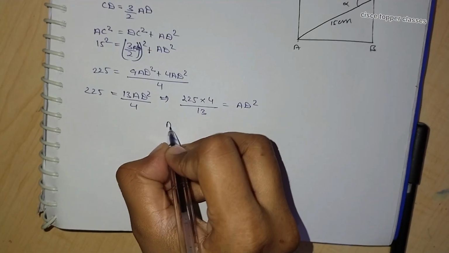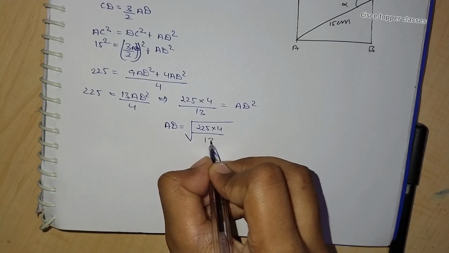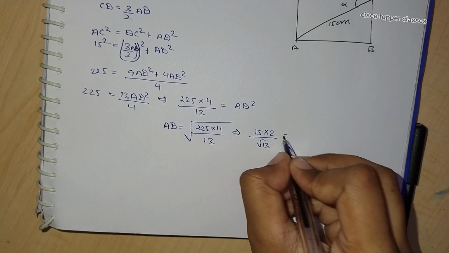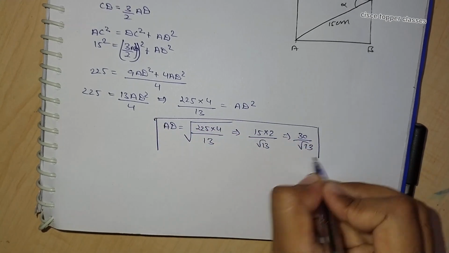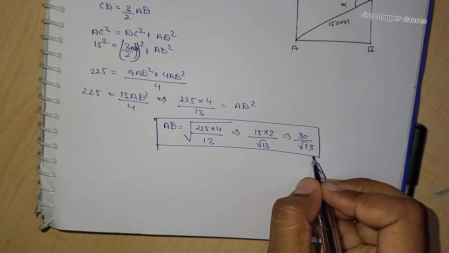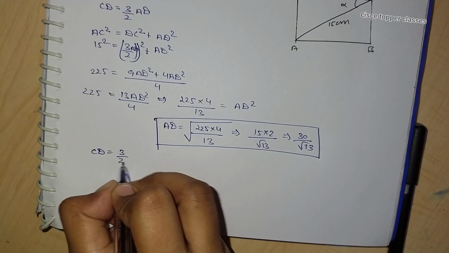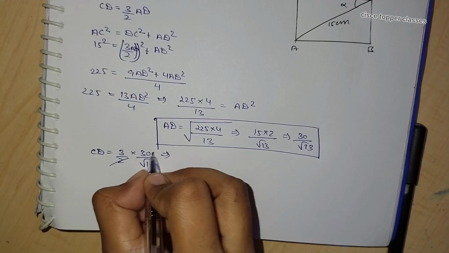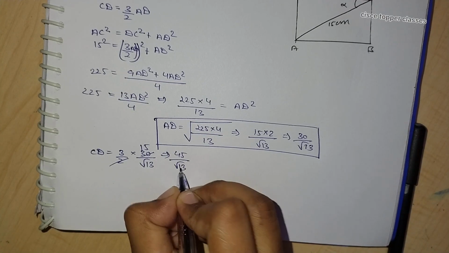On taking the square root of this, AD will be the square root of 225 into 4 divided by 13. So this will be 15 into 2 divided by root 13. So 30 by root 13 is the value of AD here. Now if we want to find the value of CD, CD will be 3 by 2 into 30 by root 13. So we can write this is 15 into 3, which will be 45 divided by root 13.